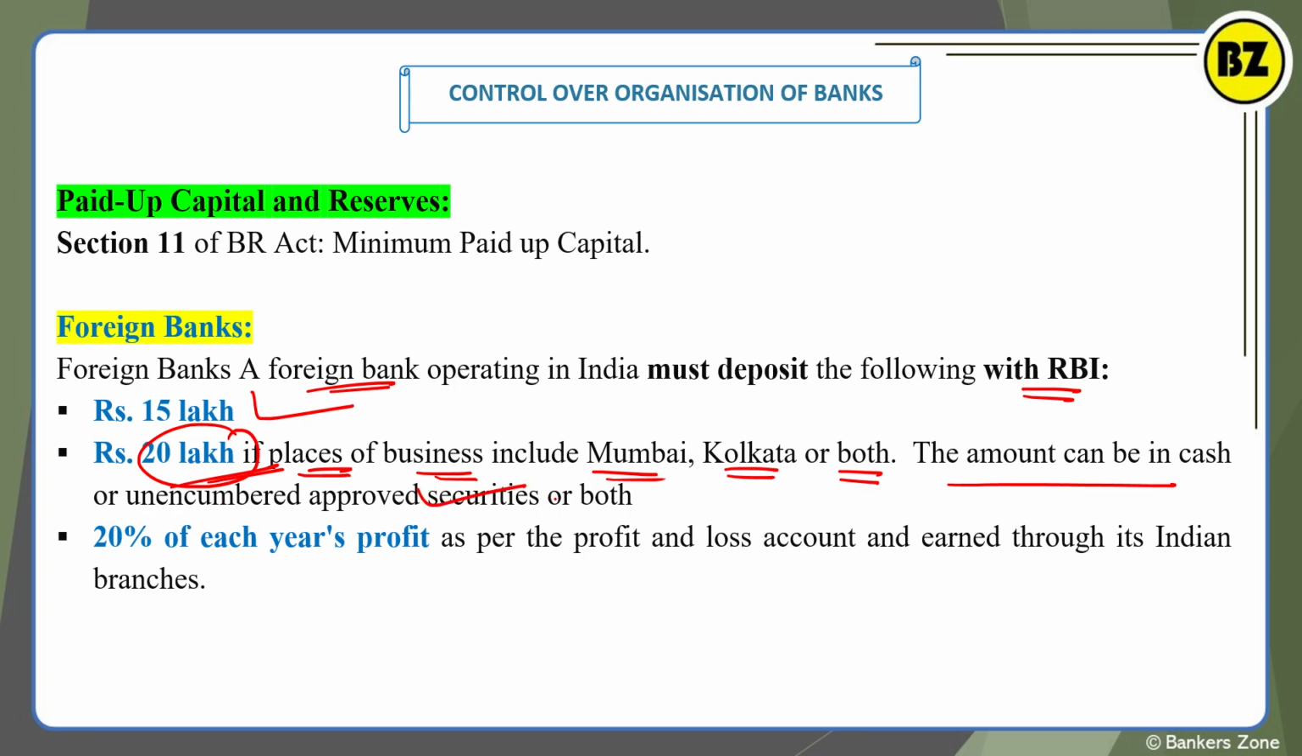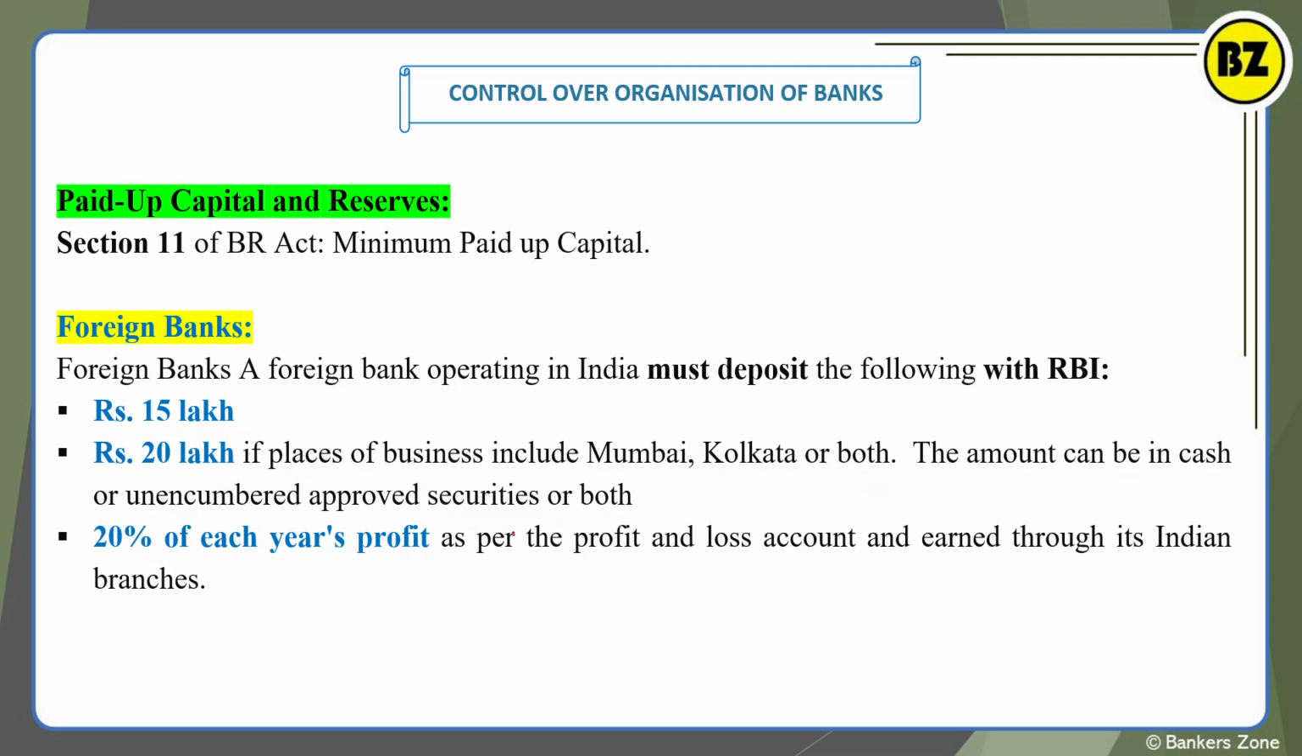Now, apart from that, they have to book 20% of each year's profit, as per their profit and loss account, earned through their Indian branches. They have to deposit that with RBI.